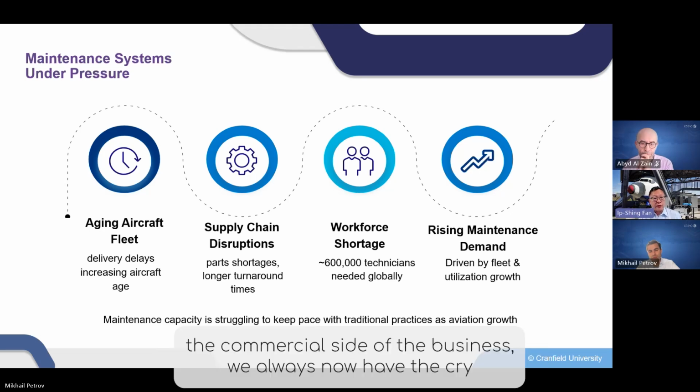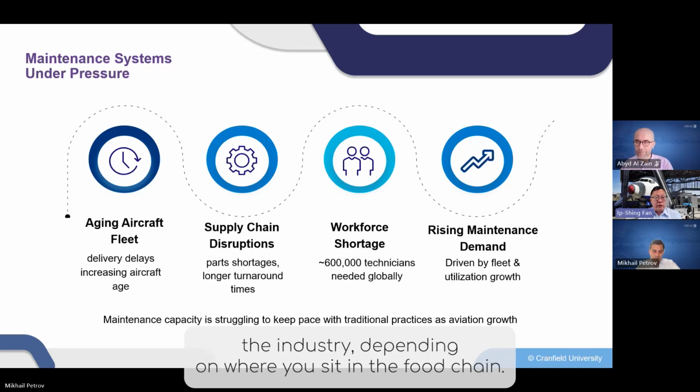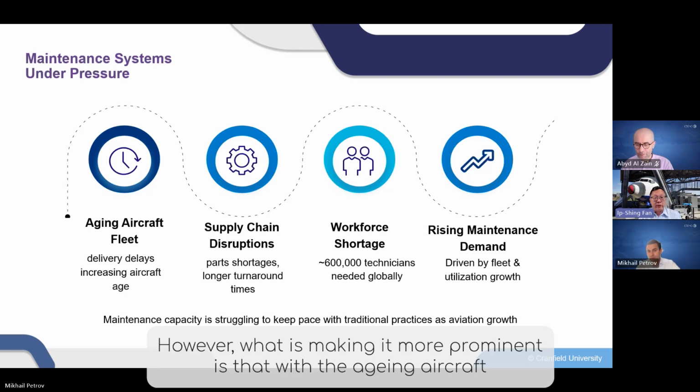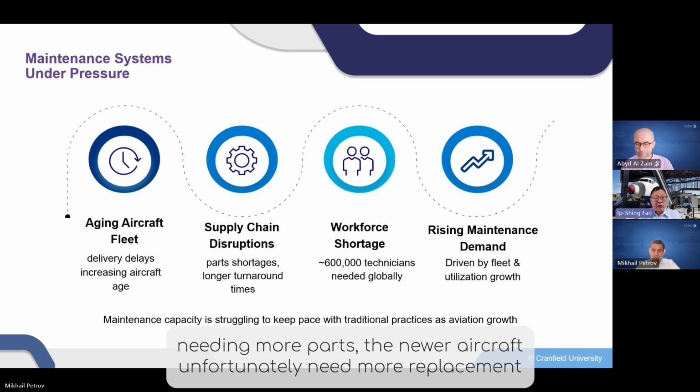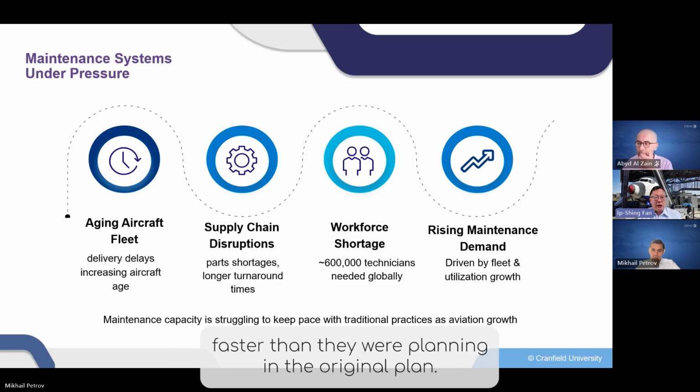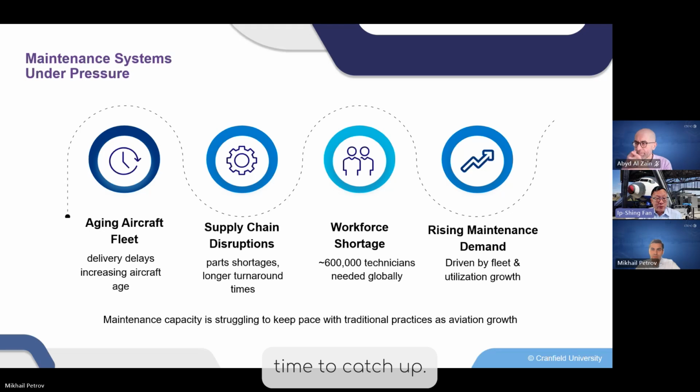And on the commercial side of the business, we always now have the cry for supply chain disruptions, part stoppages, turnaround times, etc. Arguably, this has always been with the industry, depending where you sit in the food chain. However, what is making it more prominent is that with the aging aircraft needing more parts, the newer aircraft, unfortunately, need even more replacement faster than they were planning in the original plan. And so the whole supply chain manufacturing demand is needing time to catch up.